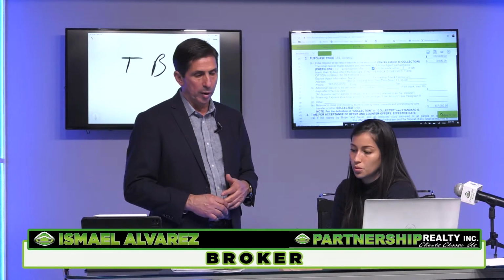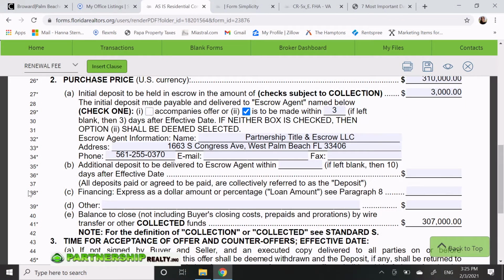So let's do a situation here where we're putting down a conventional loan, 20% down. So that's 62,000. 62,000 is the down payment. So we need to subtract 62,000 from 310. That equals 248,000. So our loan amount is going to be $248,000. We're going to add this number in line 38.